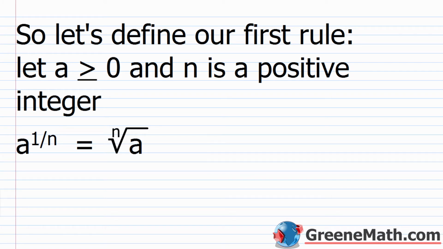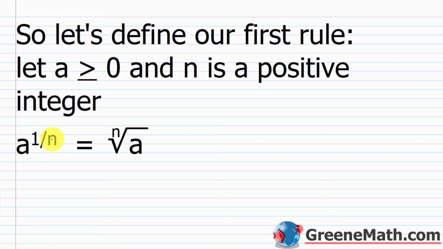So we want to let a be greater than or equal to 0. This just means that a is going to be non-negative. And then we're also going to say that n is going to be positive, a positive integer more specifically. That means that n can't be 0, and n is in the denominator, so that's why it can't be 0. And also n is not going to be negative.